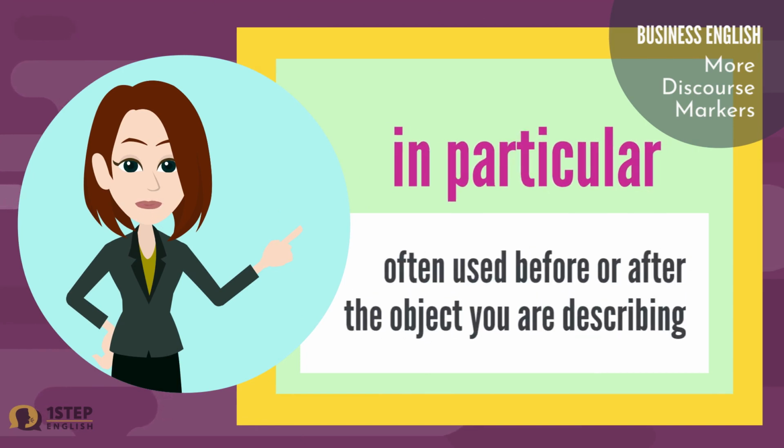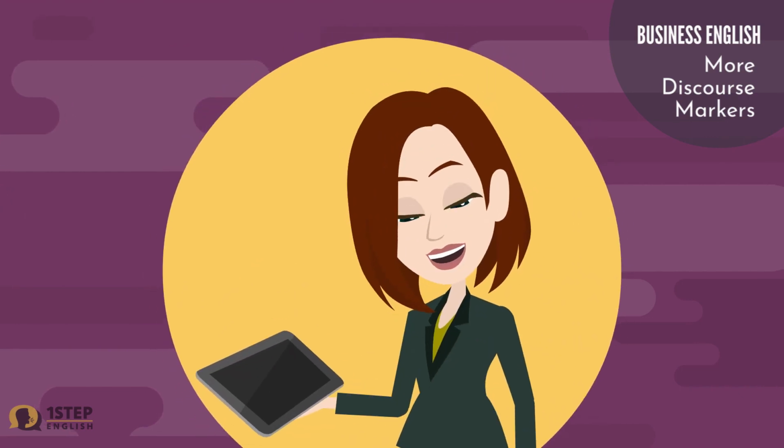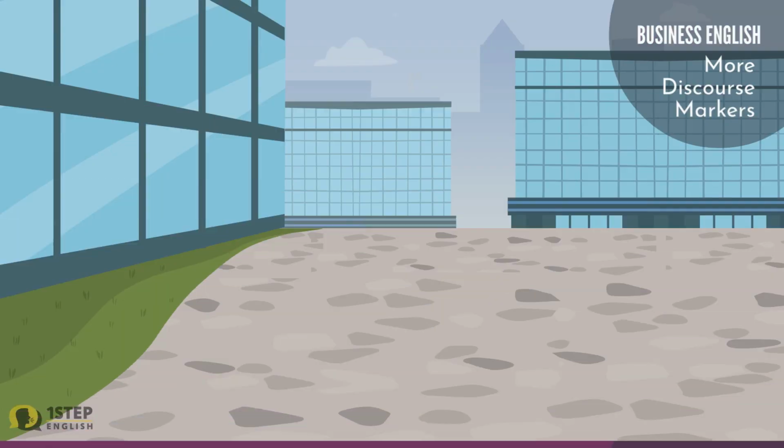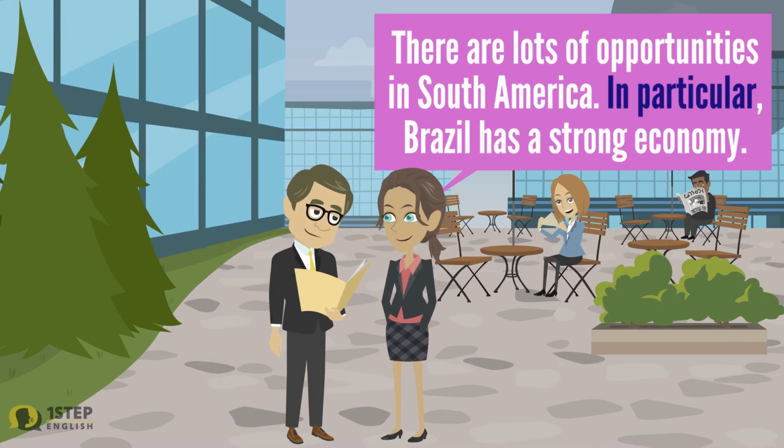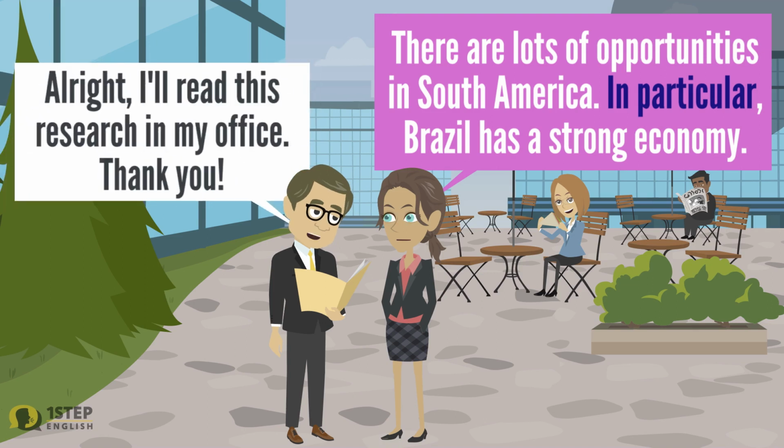In particular. It is often used before or after the object you are describing. Here's an example. There are lots of opportunities in South America. In particular, Brazil has a strong economy. All right, I'll read this research in my office. Thank you.